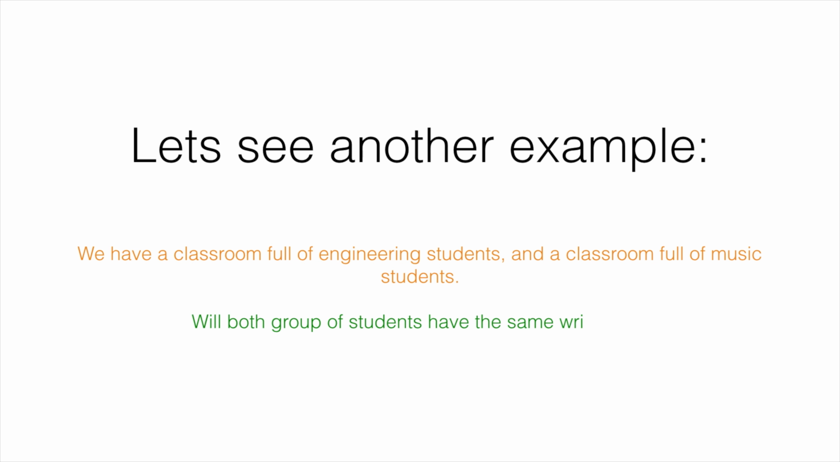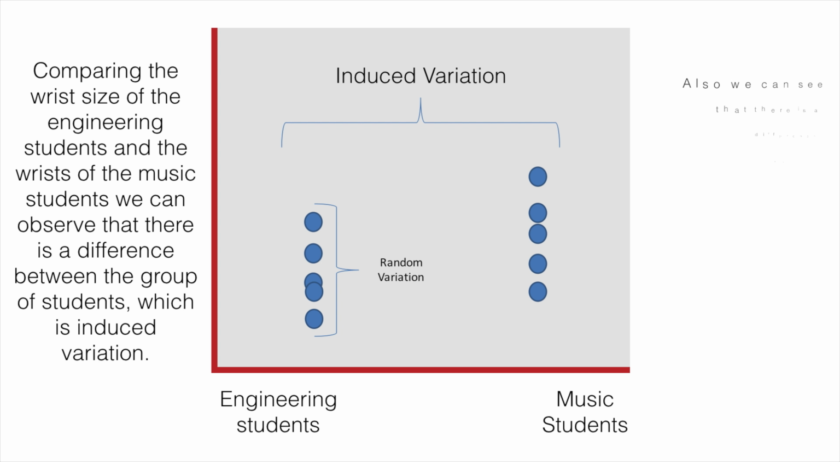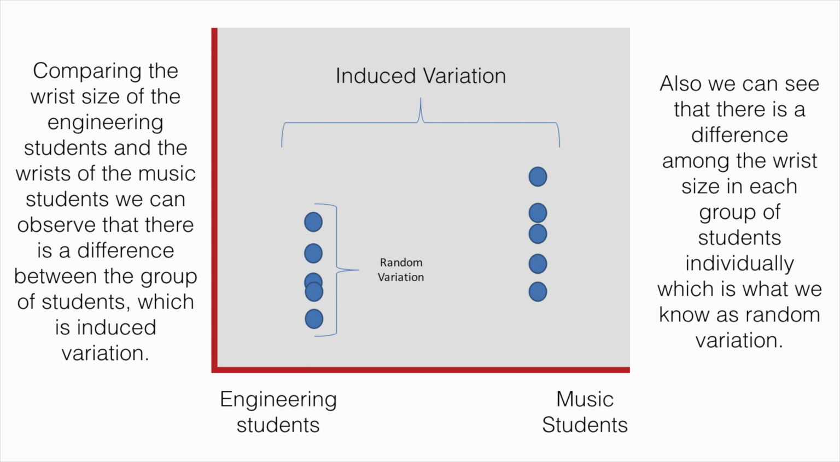Let's see another example. We have a classroom full of engineering students and a classroom full of music students. Will both groups have the same wrist size? Comparing the wrists of engineering students and music students, we can observe that there is a difference between the groups, which is induced variation. Also, we can see that there is a difference among the wrists in each group individually, which is random variation.